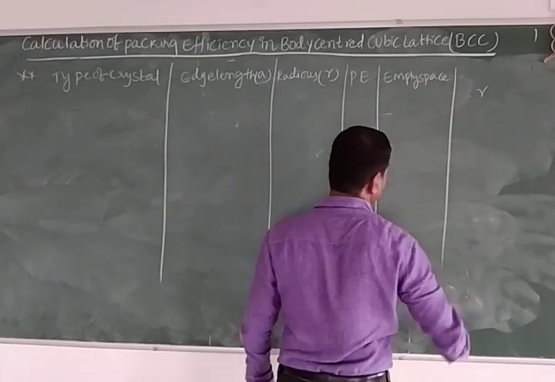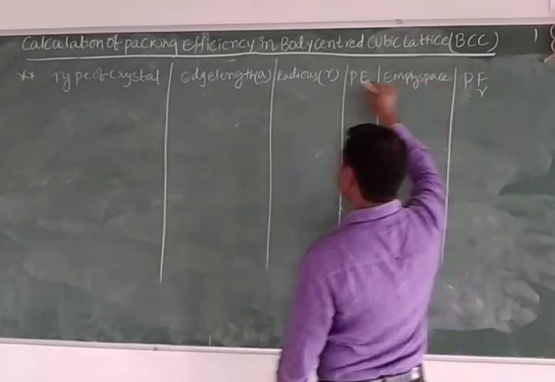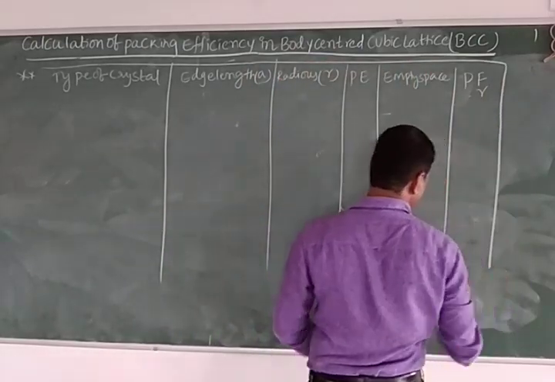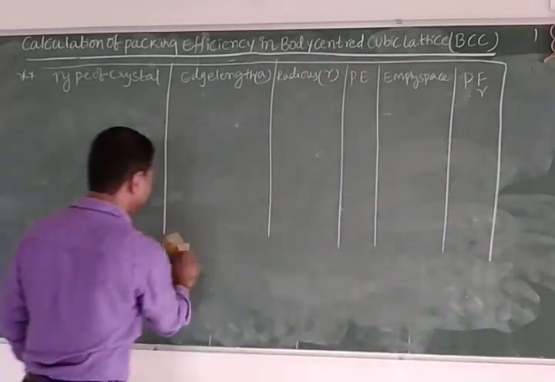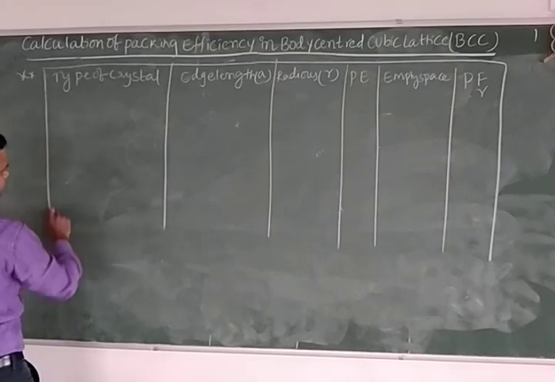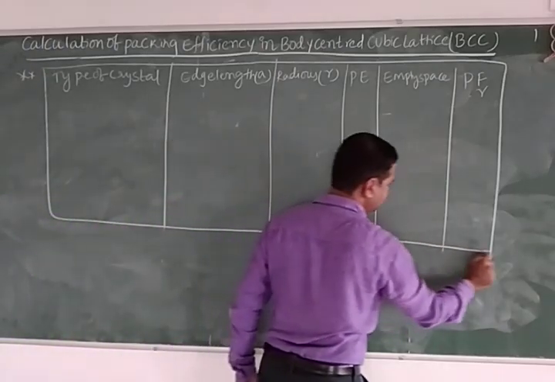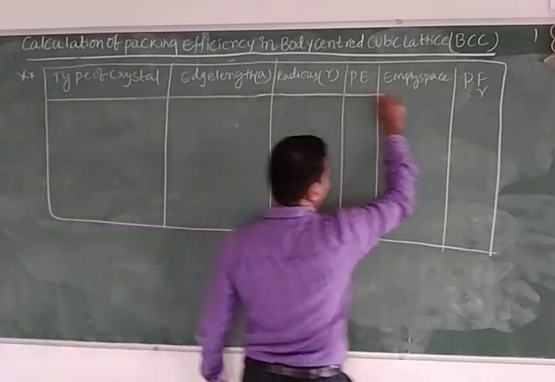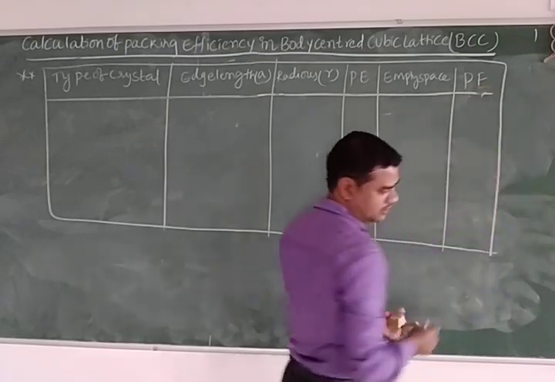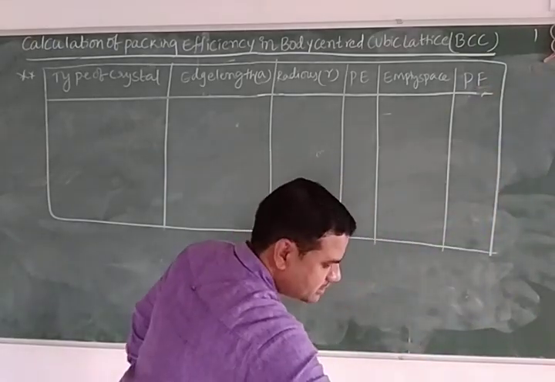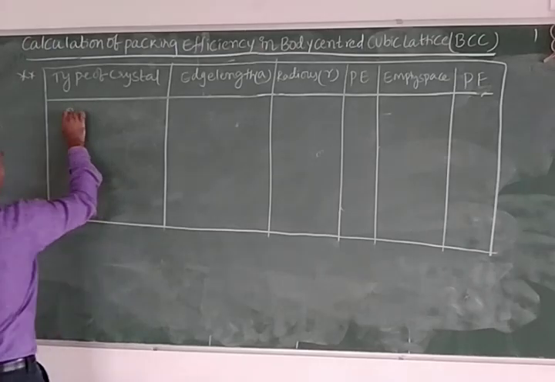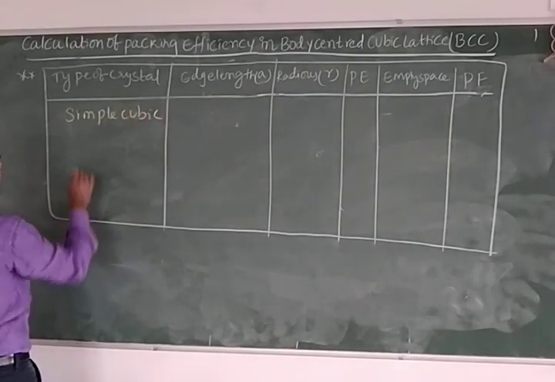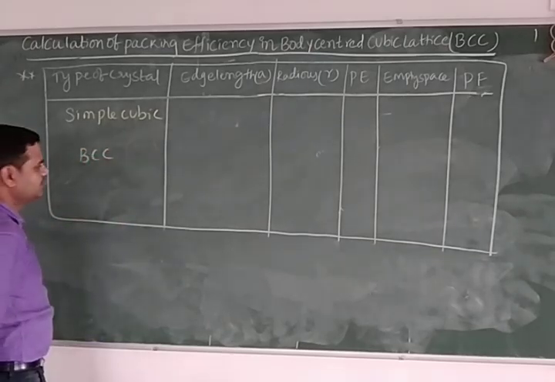Next packing efficiency, empty space. Next packing fraction. PE means packing efficiency. Next, PF means what? Packing fraction. So this is one of the very important tables or columns for the competitive examination. Let us see this table. And you must remember this table. Okay, first one we are taking simple cubic. Next one we are taking BCC. Right. Next one is what?